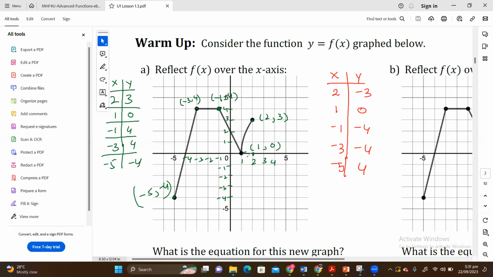Let's plot. 2 from the x-axis, -3 from the y-axis. We're running out of time, just letting you know. -1 and -4. -3 and -4. -5 and +4. Can you see the red dots? Yes, I can.